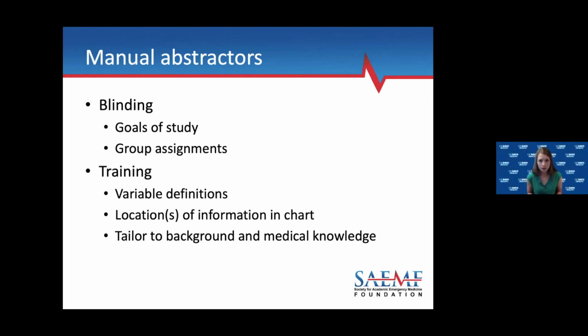So if you're lucky, you won't be doing all the data abstraction yourself, and you'll have some people to help you. If possible, you want to blind your abstractors to the goal of the study. If this is not possible, assign different abstractors to review different sets of variables. For example, maybe the first abstractor reviews the predictor variables, and then the second reviewer abstracts the outcome variables.